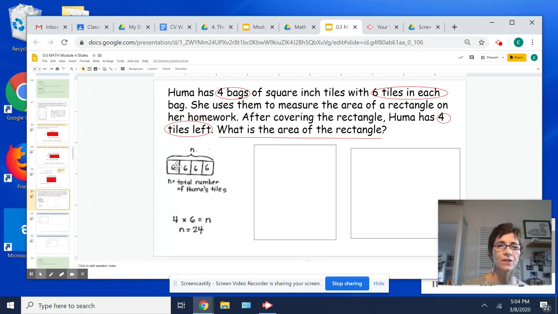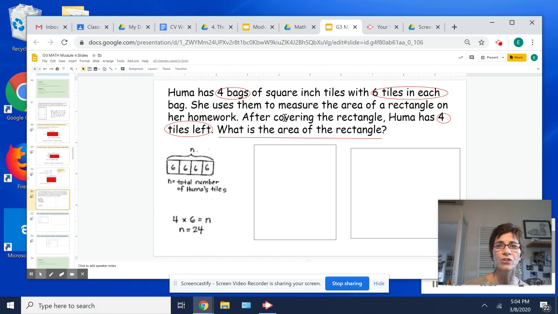So we can do it with a tape diagram. Here are Huma's 4 bags, and there are 6 tiles in each bag. N is the total number of tiles. So we're going to do 4 times 6 equals N. N is 24. So she has 24 square inch tiles. Okay, what's the next step?